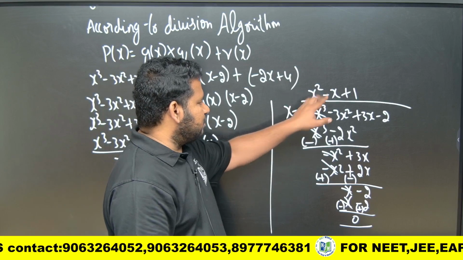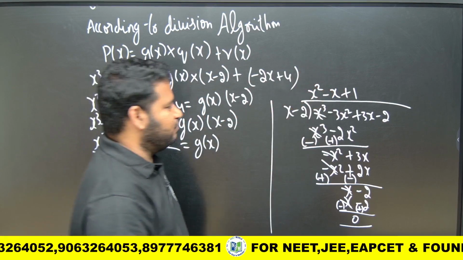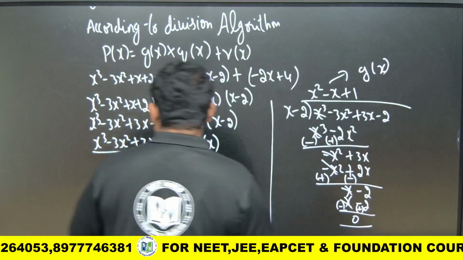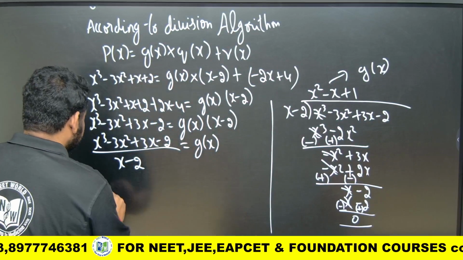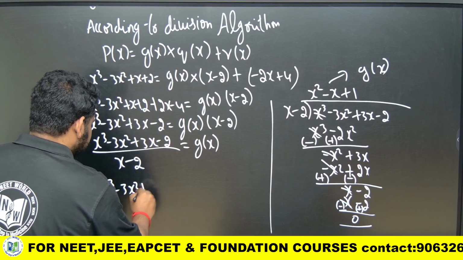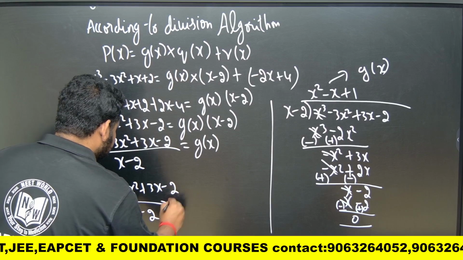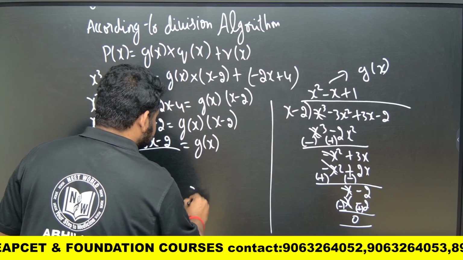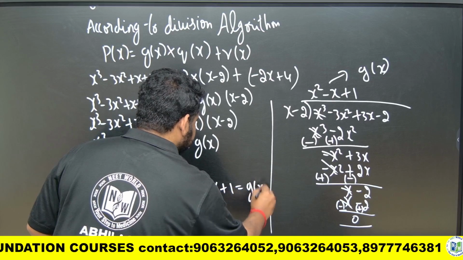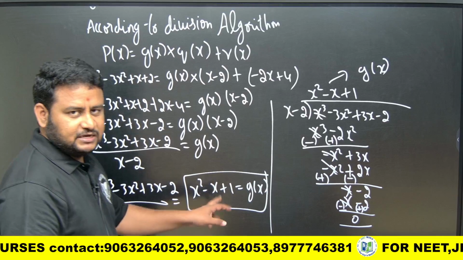Now, what did I get here? x minus 2. This quotient that I got here itself is g of x. On dividing, x cube minus 3x square plus 3x minus 2 by x minus 2 is equal to x square minus x plus 1. This is nothing but equal to g of x. We got the g of x value as x square minus x plus 1.